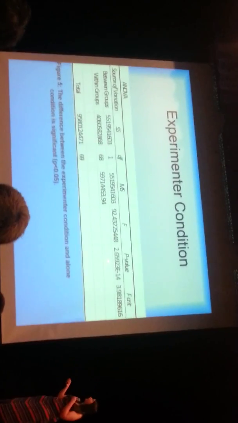Next, we move on to what happened in the experimental condition. On average, the people who took it alone performed it in about 38.5 seconds. But once the experimenter came in and viewed their progress, it decreased the average time to about 20.7 seconds. According to this ANOVA, the p-value is way below 0.05, making this statistically significant.